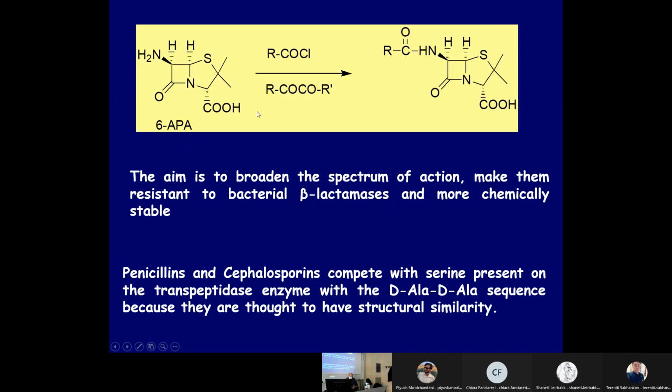How? It's very easy. You have an amino group in this position. You can have an activated acidic group, with a halogen for example, or with an anhydride, and then you have a new penicillin. You see here the different nature of the substituents in the side chain.